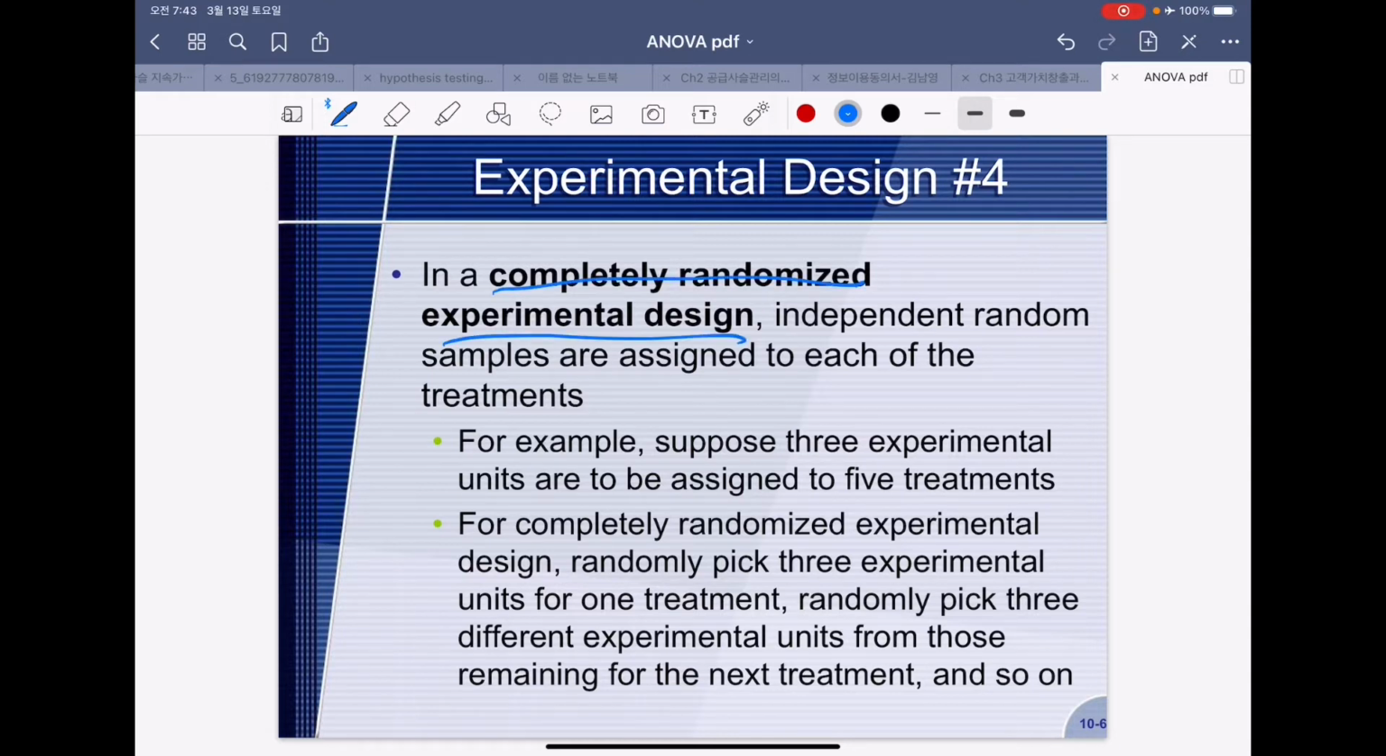Let's say 3 experimental units are to be assigned to 5 treatments. 3 experimental units means what? We have 3 elements for each group, and in this case, we have 5 groups. So in order to use completely randomized experimental design, you pick 3 experimental units randomly for one treatment, and then you pick another 3 different experimental units for another treatment, and so on.